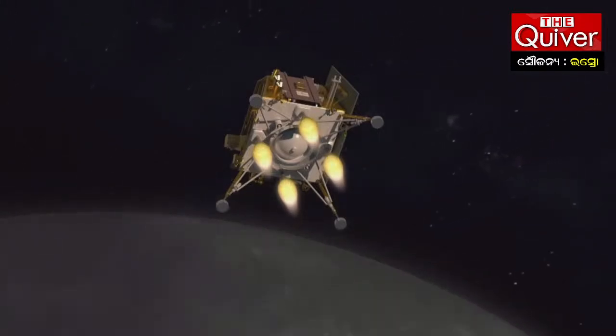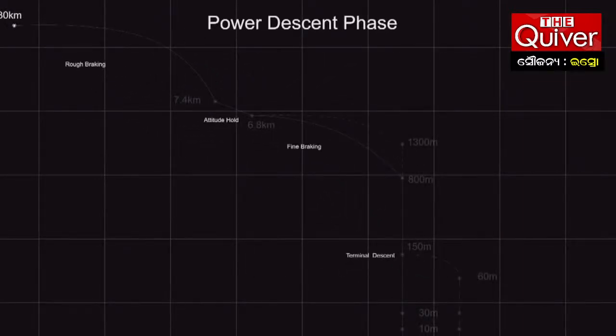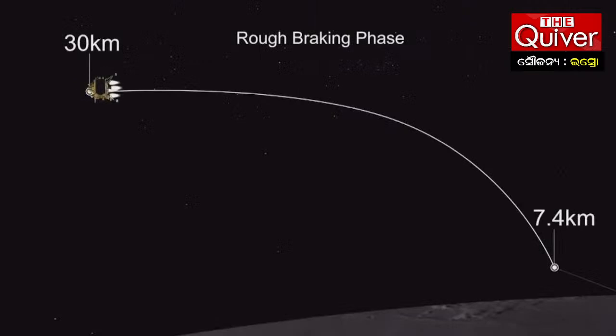The preparation for today's event had started 48 hours before, wherein various pre-selections and uplinking of parameters for the autonomous landing sequence were carried out. The whole descent is divided into 4 phases: the rough braking phase, the attitude hold phase, the fine braking phase, and the local navigation phase or the terminal descent phase.